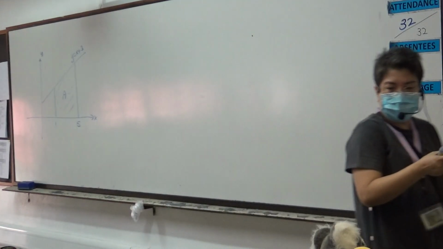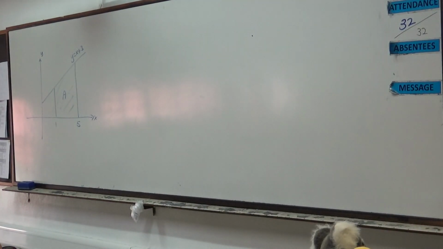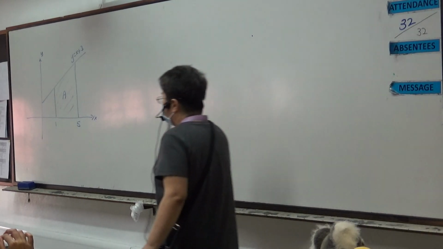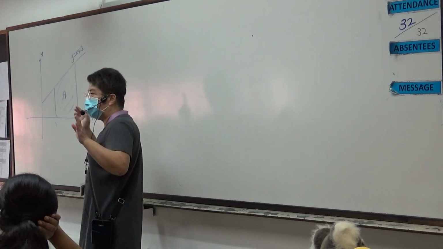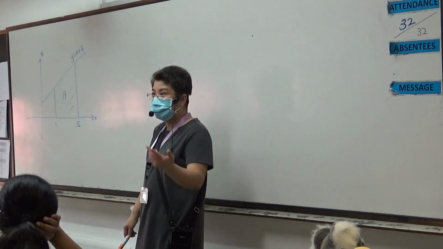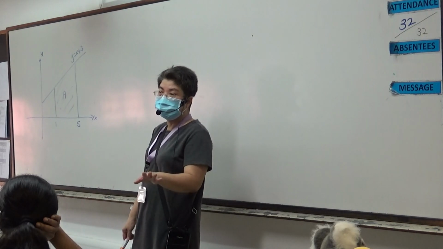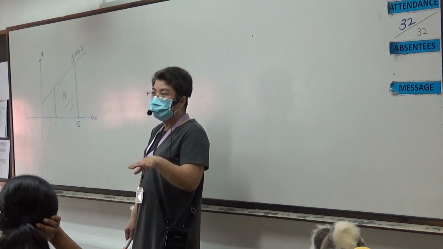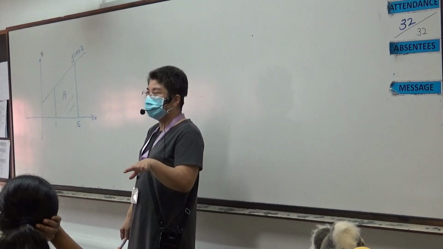Do you agree that the area that I have shaded on the diagram is actually the area of a trapezium? Can you see? Look at the board. Don't look at the textbook. The textbook never tells you first. I tell you first, then you go and look. If not, you don't know what I'm talking about.